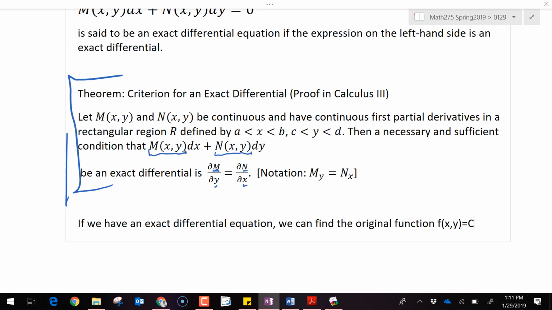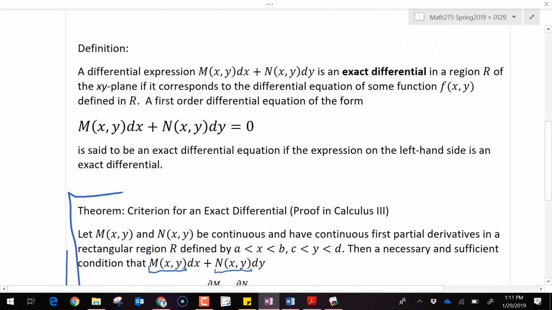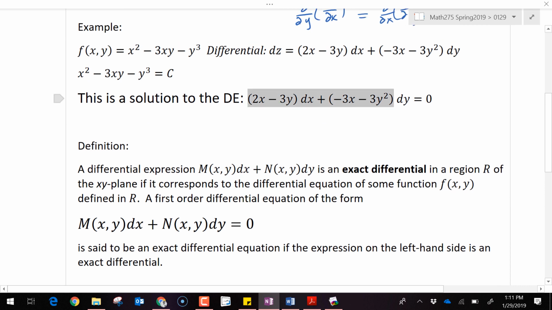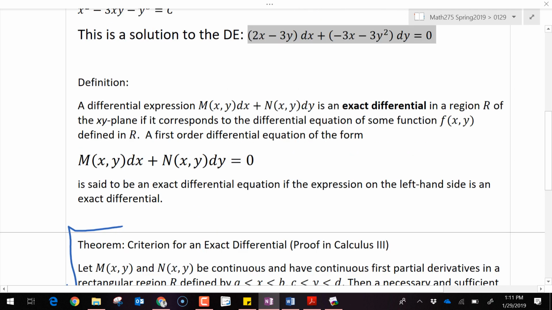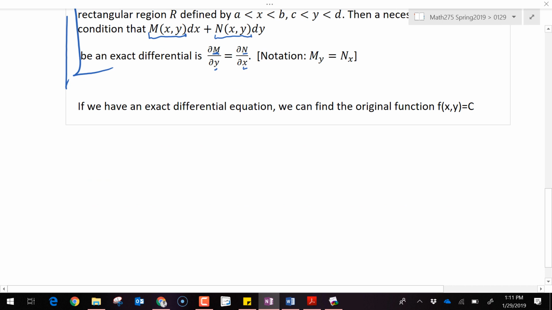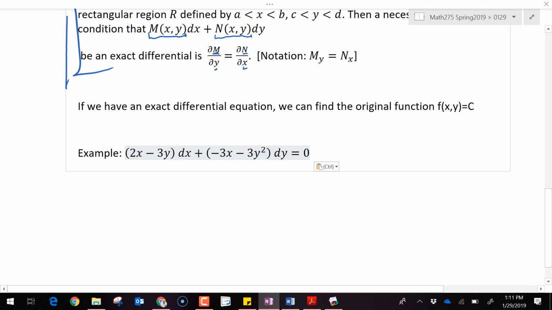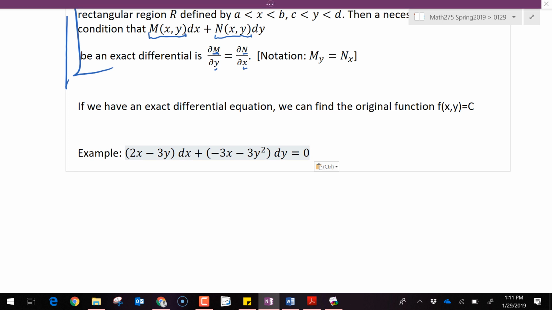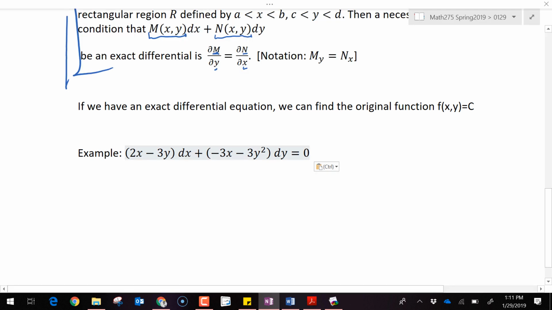Okay, so what we'll do is we know the answer to this differential equation already, but let's see if we could take the same differential equation and go backwards. Okay, so let's take this differential equation. Let's see if we can go through the process of dealing with an exact differential equation and find the solution. So let's assume that this is our differential equation.